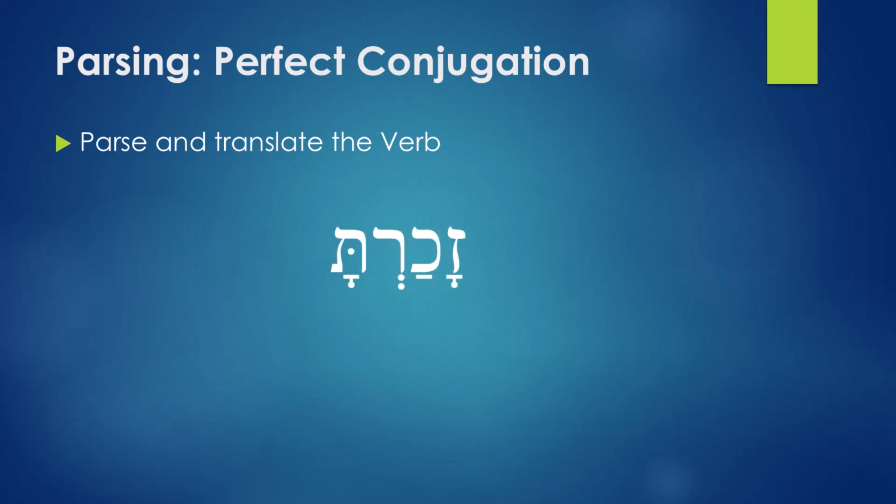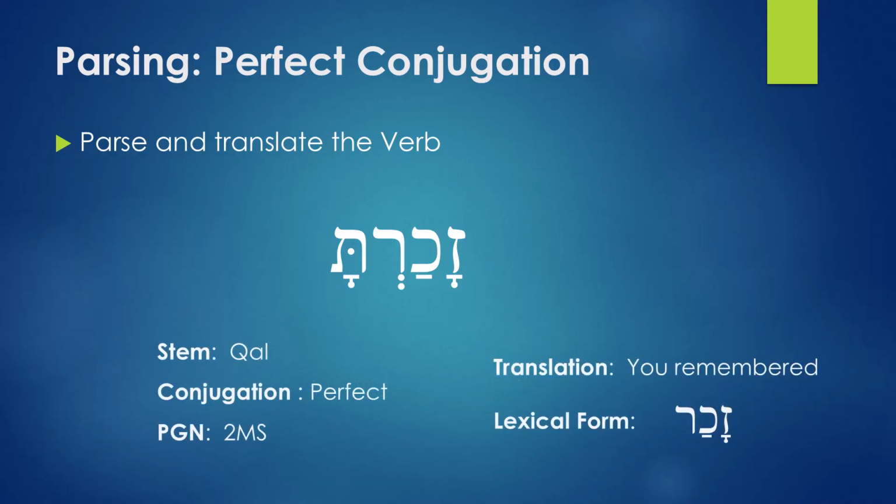Alright, next we have this word, zakarta. How do you parse zakarta? We said the stem throughout is qal. We're using the qal stem. And conjugation in chapter 13 is perfect. Now, how do you tell the person, gender, and number? You look at the suffix, the ending, that ta ending. The ta suffix is coming from second masculine singular on the paradigm, on the chart.